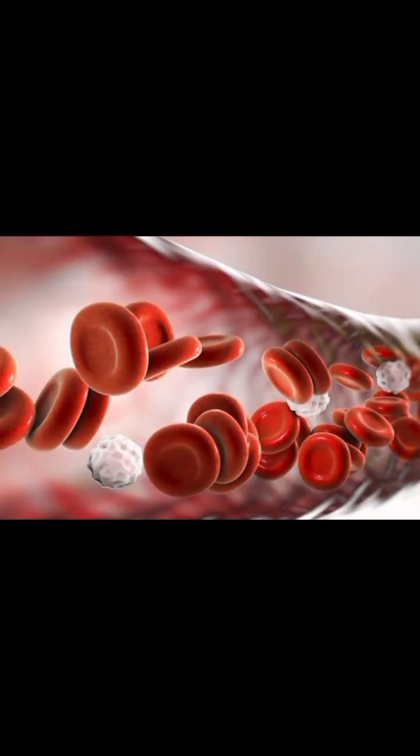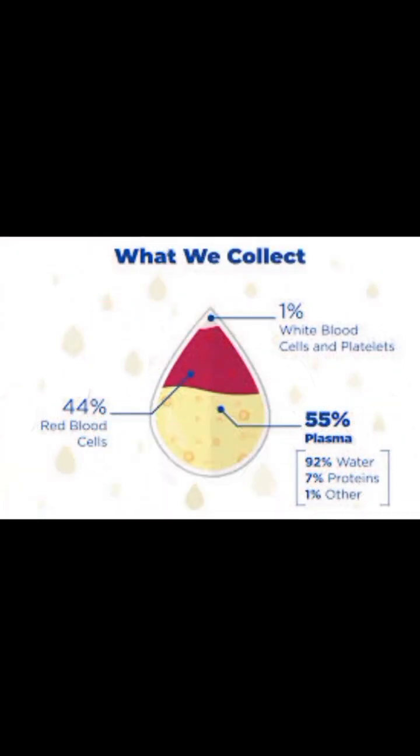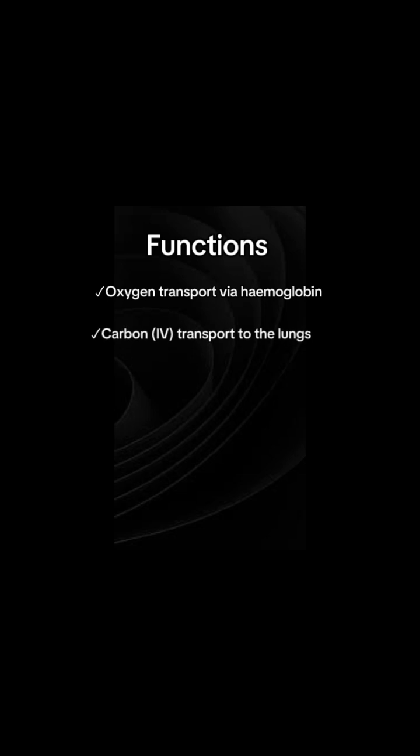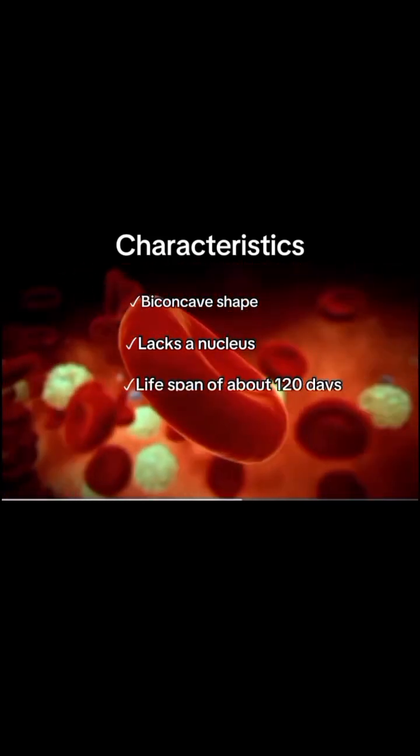Cellular components. Number one is red blood cells, also known as erythrocytes. They are the most abundant in blood, accounting for 40 to 45%. Functions include oxygen transport via hemoglobin and carbon dioxide transport back to the lungs. Characteristics include a biconcave shape, they lack a nucleus and organelles, and a lifespan of about 120 days.